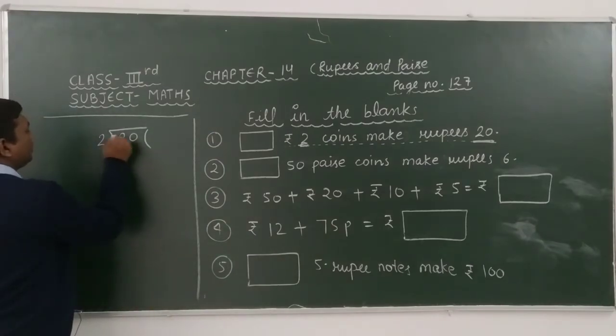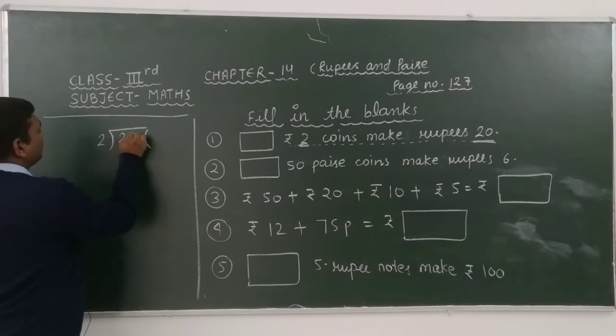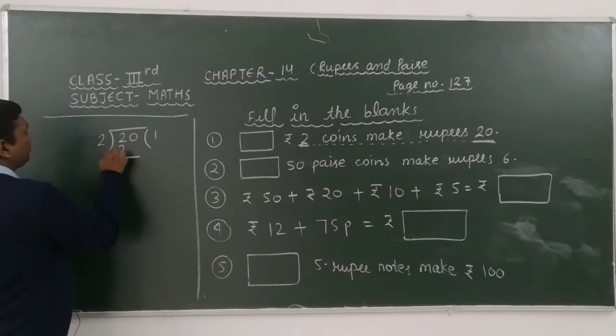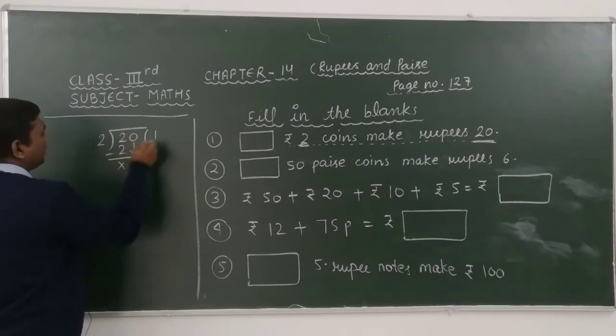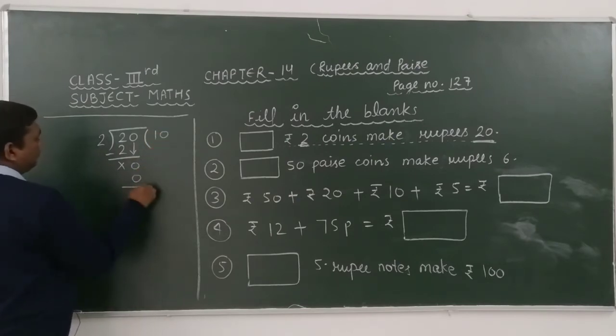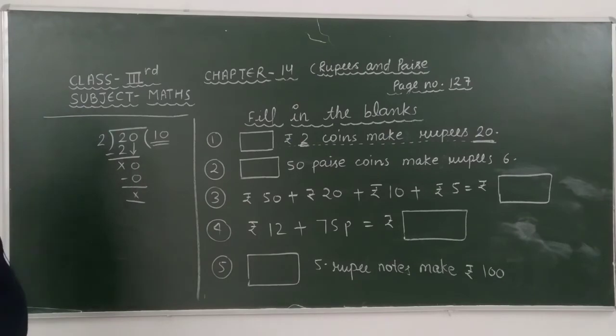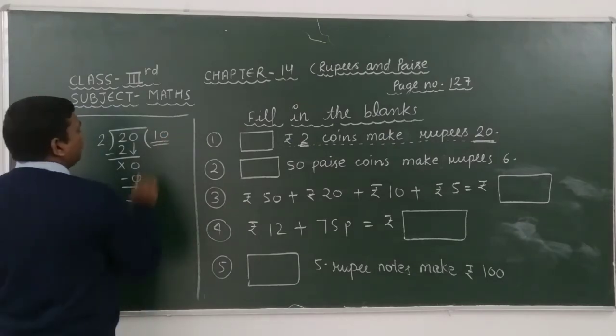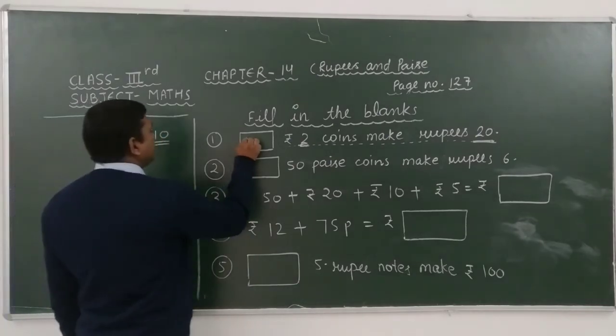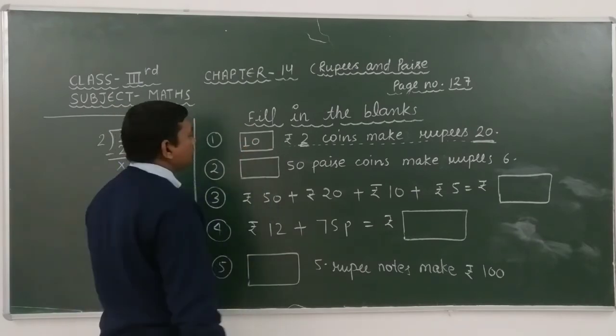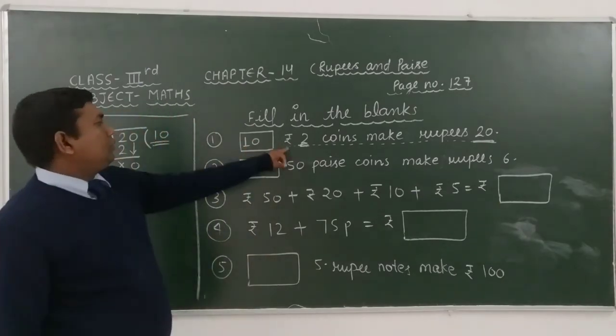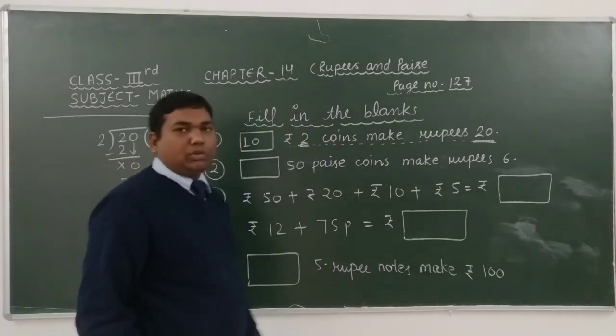Okay students, now let's start the division by 2. 2 ones are 2, 2 minus 2 is 0, it means that it cancels out. Here we take 0 as it is, 2 zeros are 0. After subtracting we get 10 coins. It means that 10 coins of rupees 2 make rupees 20.